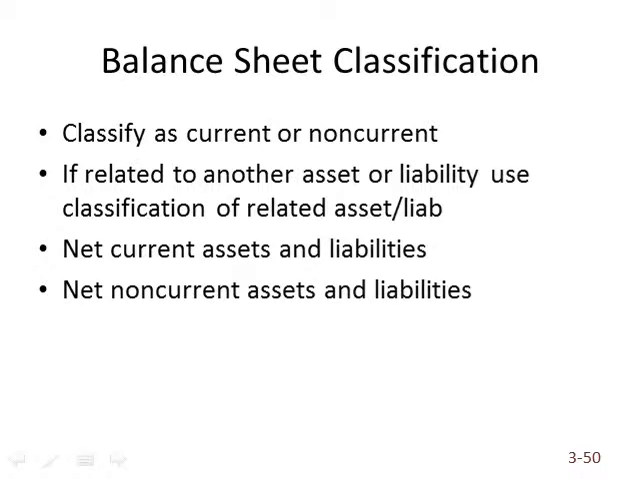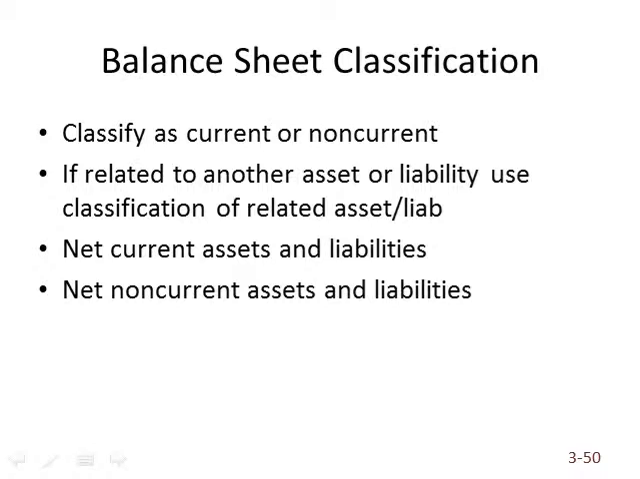Deferred tax liabilities and assets must be classified as either current or non-current. If related to another asset or liability, the classification is the same as the related asset. So if the tax asset or liability is related to a current asset or liability, it's current. If it's non-current, then it's treated as non-current.